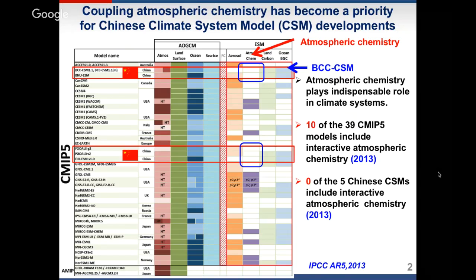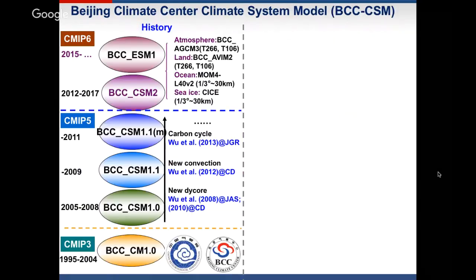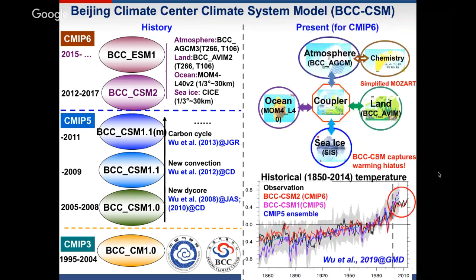BCC CSM from the Beijing Climate Center. BCC CSM is a CMIP project member from CMIP3, and it has been remarkably improved from its initial version with regard to the complexity and resolution. Now, BCC CSM is a fully coupled climate system model in which the atmosphere, land, ocean, and sea ice interact with each other through the coupler.